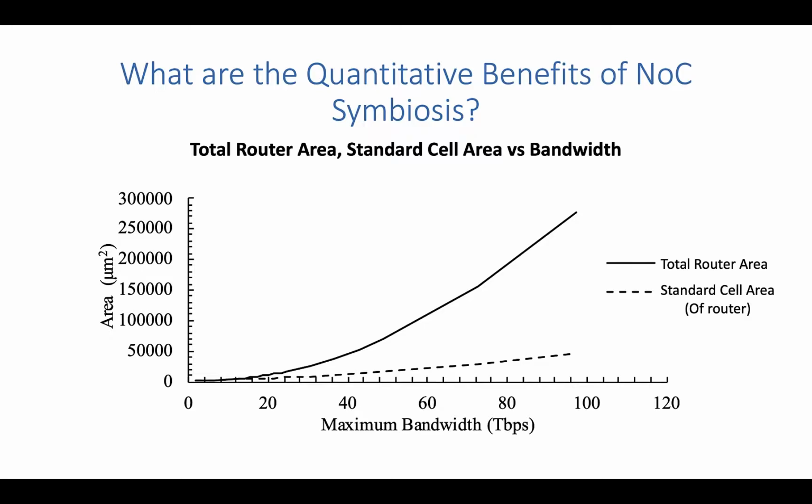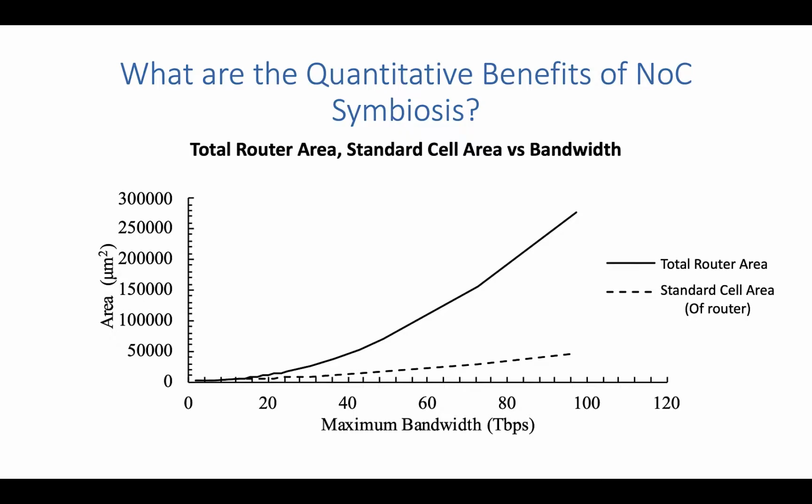Third, what are the quantitative benefits of NoC symbiosis? To demonstrate this, we show a graph of total router area and standard cell area versus bandwidth. On the x-axis, we have the maximum bandwidth in terabits per second. On the y-axis, we have the area in square microns. This graph demonstrates two lines. First, in solid black, is the total router area.